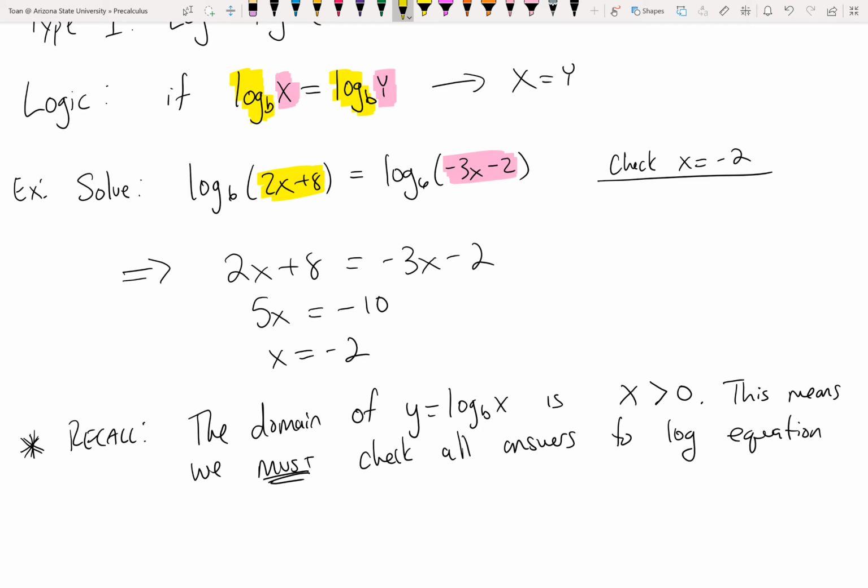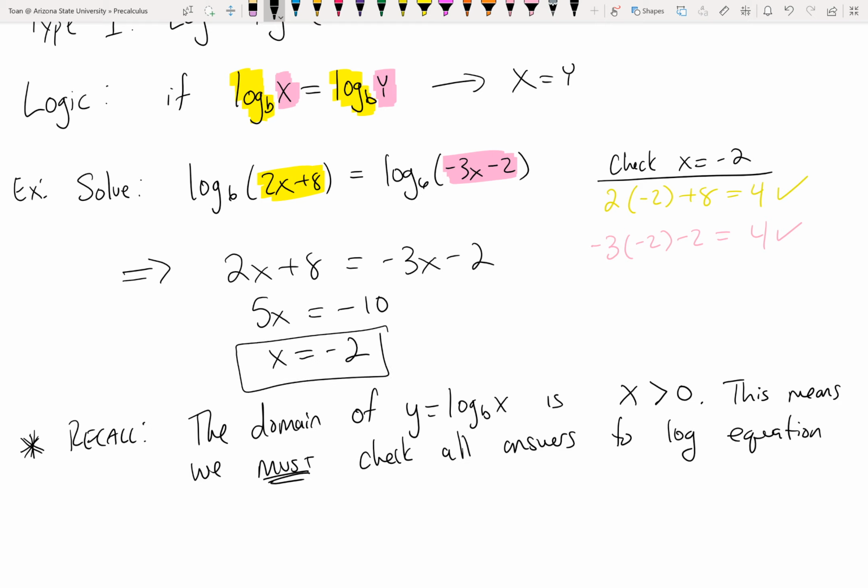So let's check x equals -2 in the first argument. You have 2 times -2 plus 8. That equals 4, which is a good number. It's not 0, it's not negative. And let's check the other argument, -3 times -2 minus 2, which is 4, as expected. So in this case, x equals -2 is a good answer.